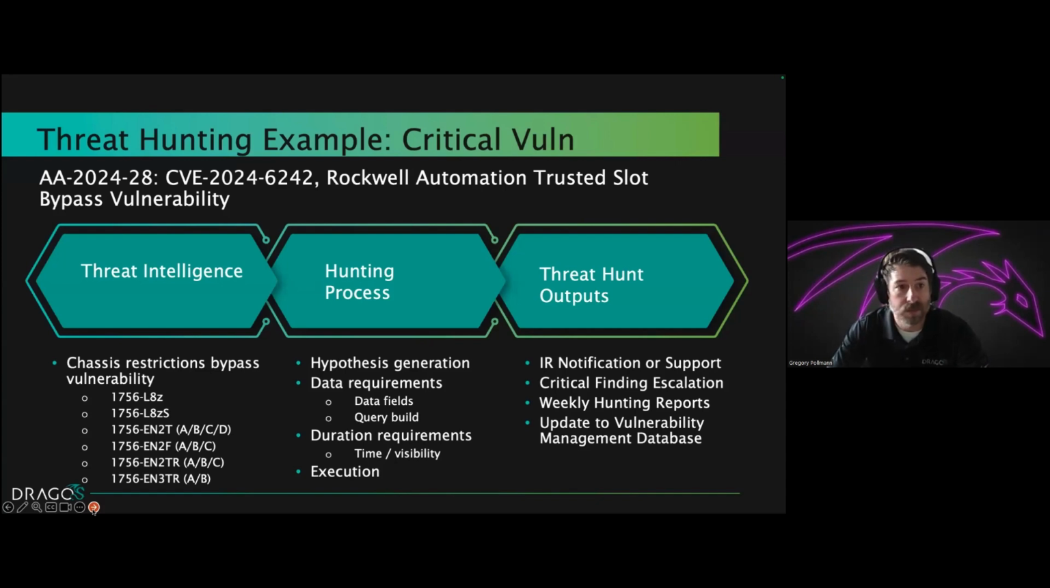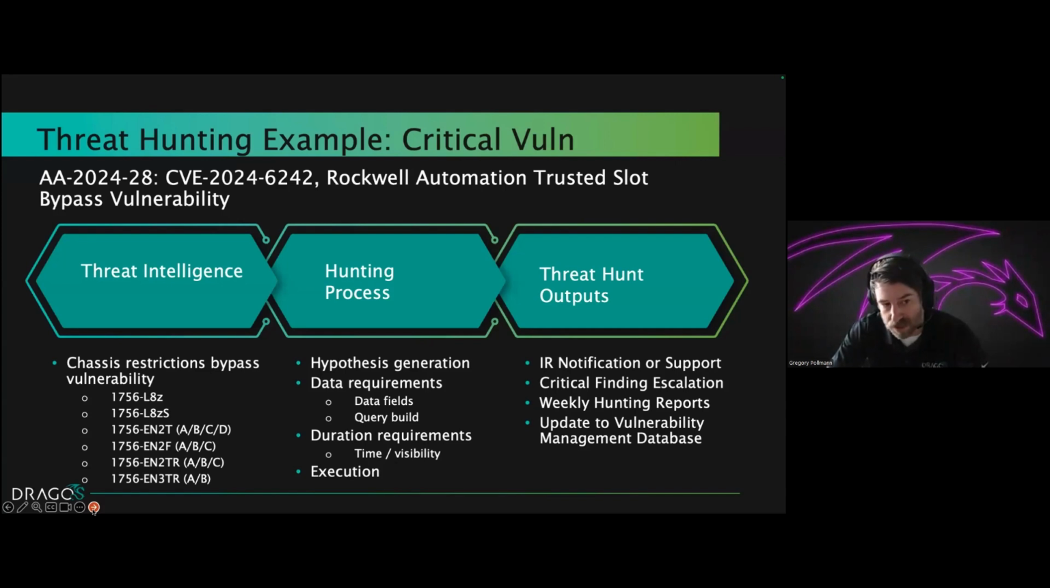So going back to Dylan's use case of the new context building an asset inventory, we in OT Watch quickly put together the actual information, the ground truth of this vulnerability. As you can see there, we analyzed the threat intelligence. We understood that the chassis restriction bypass vulnerability only affected the 1756 series of equipment. And so we were quickly able to operationalize that into a hunting process for affected versions of assets within the Dragos platform environment.